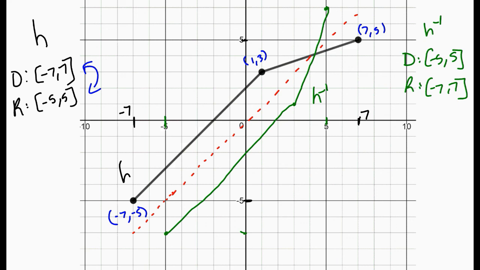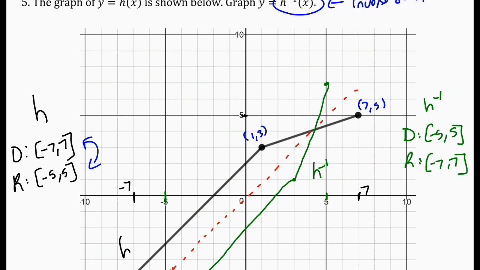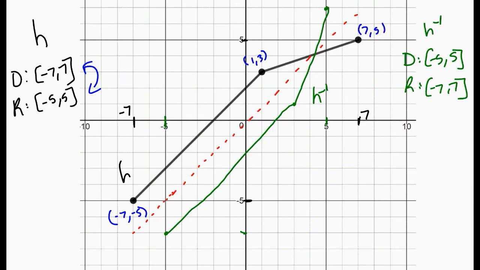So hopefully you found this helpful and understand graphically what we do when we find inverse functions. We switch x and y because they're reflecting over the line y equals x.